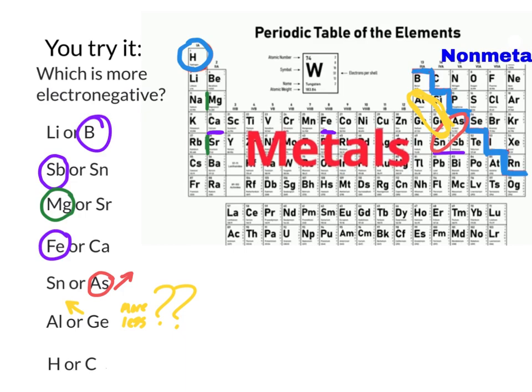And our last one is hydrogen versus carbon. And this was just to emphasize to you again that hydrogen is always less electronegative than all of the other nonmetals. And so that tells us that carbon is more electronegative.